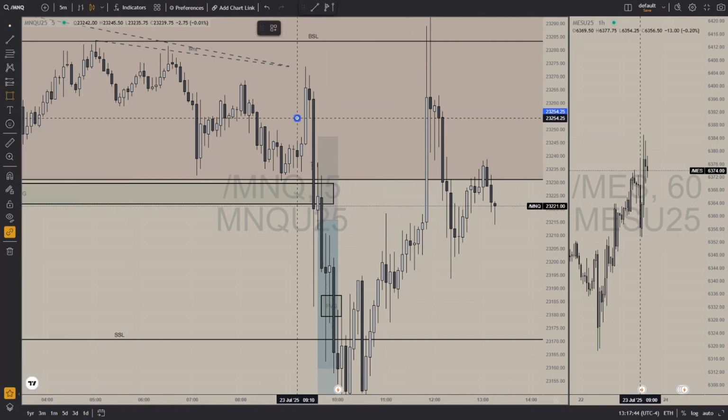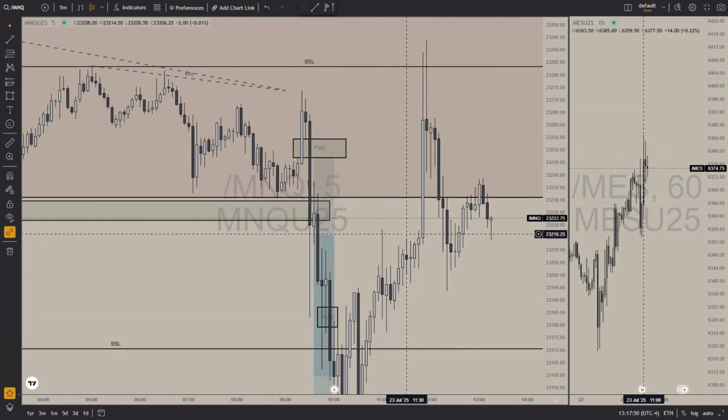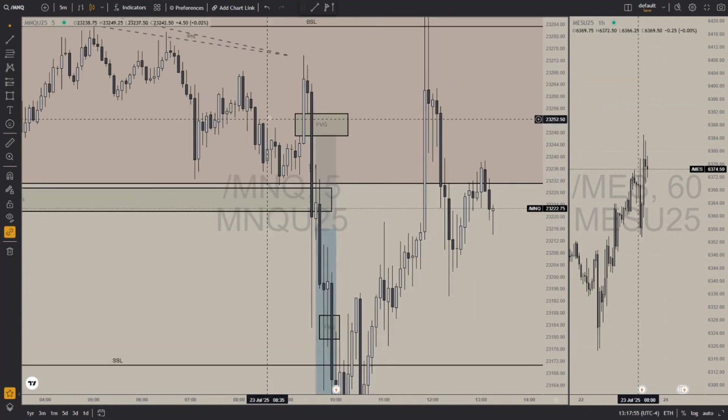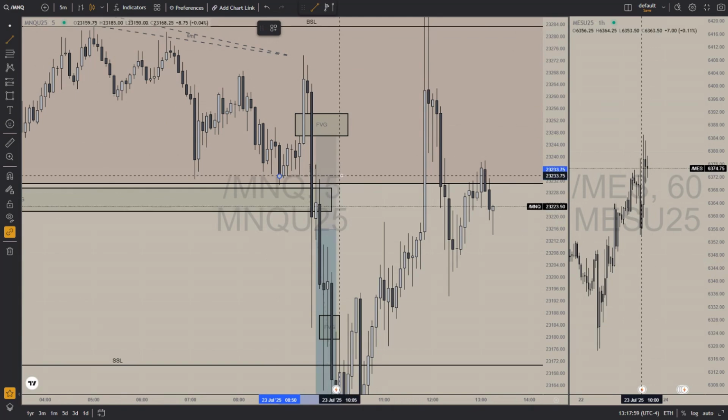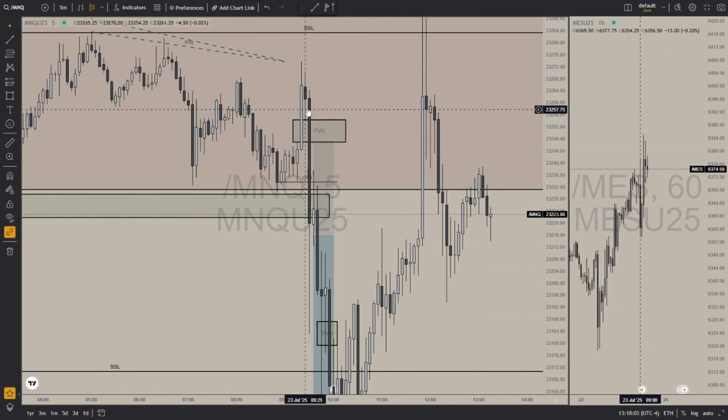So we have a manipulation leg. We're also in an imbalance. So we have our manipulation leg aligned with high time frame PD array, high time frame SMT, and an internal SMT. We get displacement right here, changing the state. And that's essentially the forever model right now.